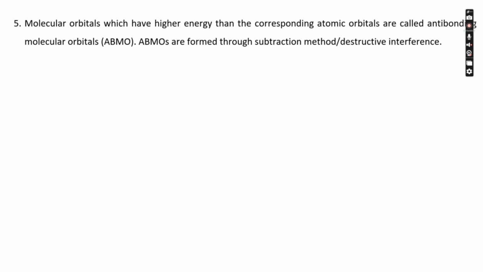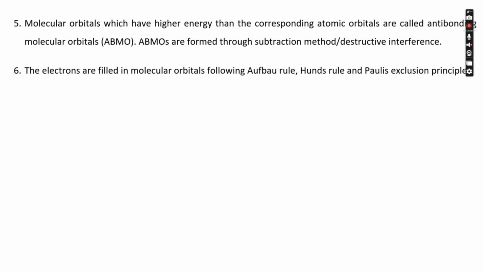Okay, after formation of molecular orbitals, we should fill the molecular orbitals with electrons. How to fill molecular orbitals? Similar to atomic orbitals, following Aufbau's and Pauli's exclusion principle. Molecular orbitals can be filled with electrons following three rules, that is Aufbau rule, Hund's rule, and Pauli's exclusion principle. So up to this point, formation of molecular orbitals and filling of electrons is over.